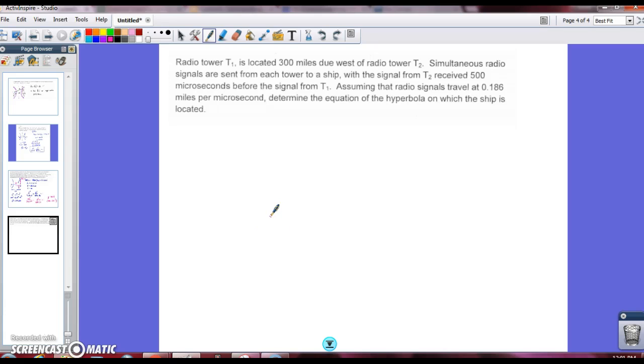Okay. All right, and that last question, it says radio tower T1 is located 300 miles due west of radio tower T2. Simultaneous radio signals are sent from each tower to a ship, with the signal from T2 received 500 microseconds before the signal from T1, assuming that radio signals travel at 0.186 miles per microsecond. Determine the equation of the hyperbola on which the ship is located. If you want to go ahead and pause the video, try it on your own, and then you can come back and I'll give you the explanation.